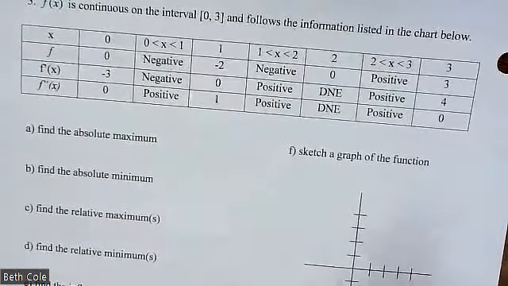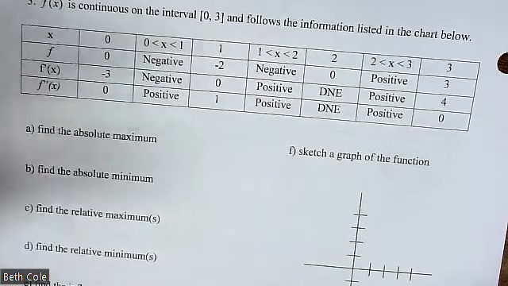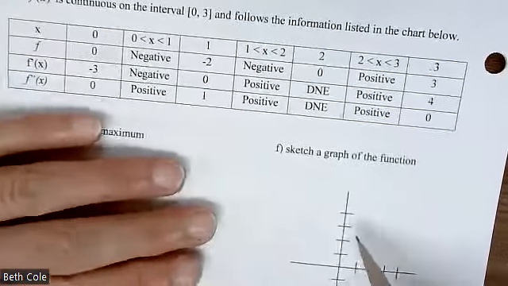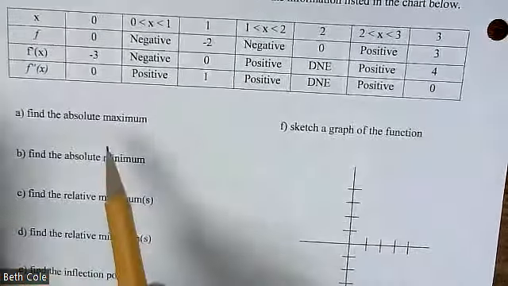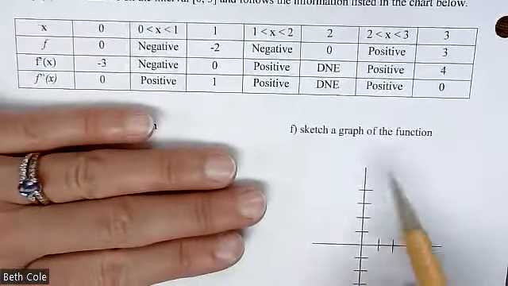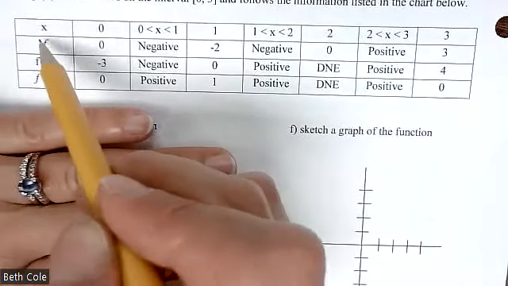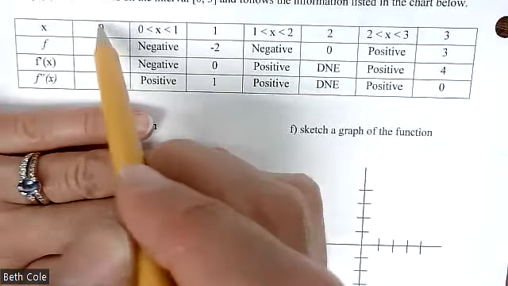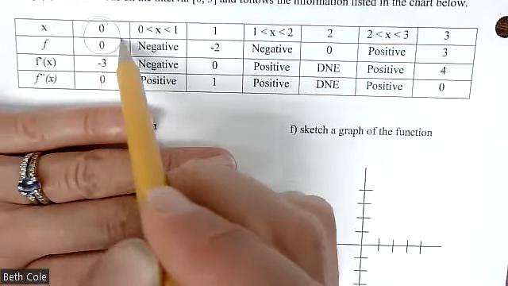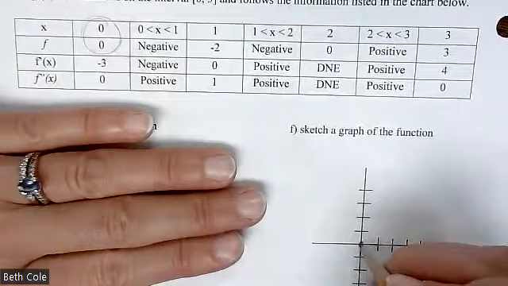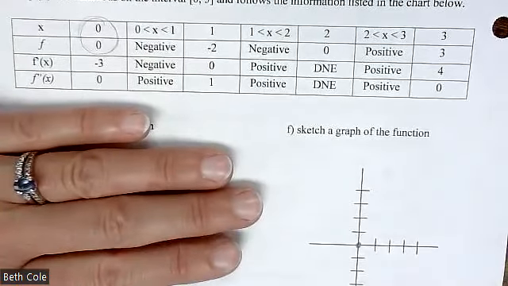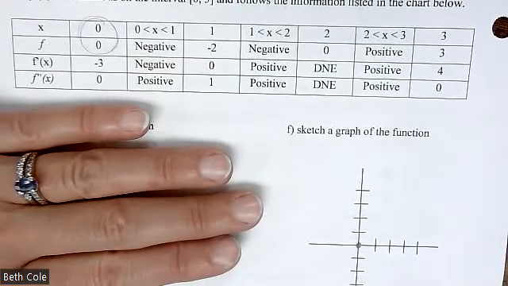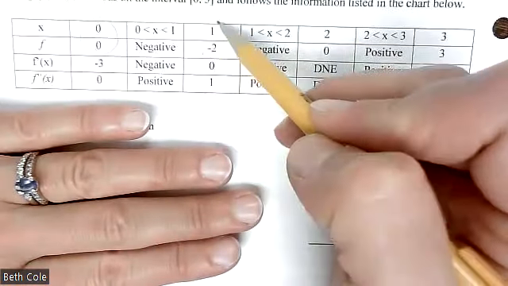All right, let's do the graph first. Let's graph it first, and then we'll use our graph to answer all of these. The points that you can put on your graph are the f points. We're going to graph f of x. So your first point is going to be 0, 0. Can you pull out from the table another point? Yeah, 1, -2.